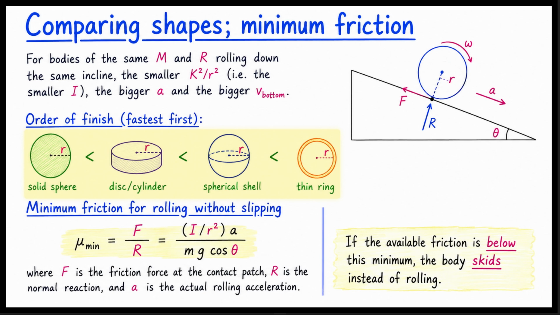For rolling without slipping, the minimum coefficient of friction required is mu min equals F over R, which equals I over R squared times A, all over mg cosine theta. Here F is the friction force at the contact patch, R is the normal reaction, and A is the actual rolling acceleration. If the available friction is below this minimum, the body skids instead of rolling.